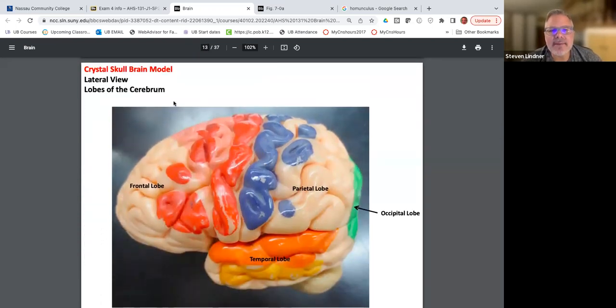So now we're looking at the cerebrum, and these are the main lobes of the cerebrum. Here is the frontal lobe. Here is the parietal lobe. Back here is the occipital lobe. And on the side is the temporal lobe. Now the parietal lobe, that's where your post-central gyrus is. That's for perception and sensory. And this is the frontal lobe, which is your motor strip.